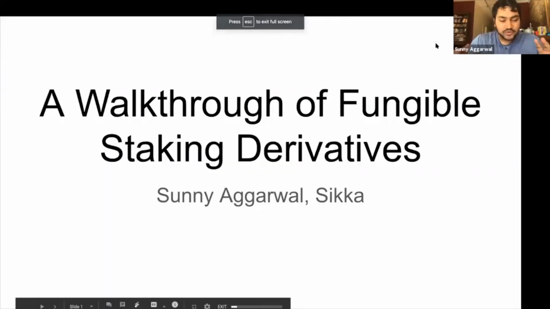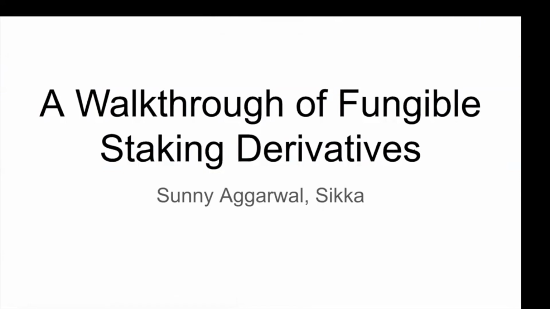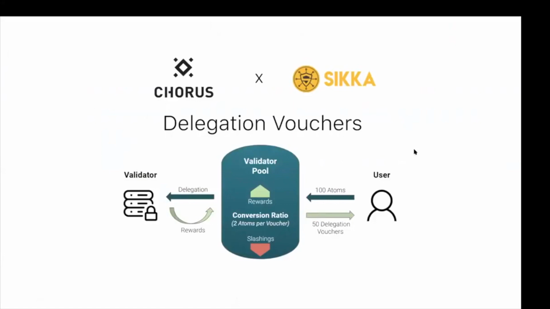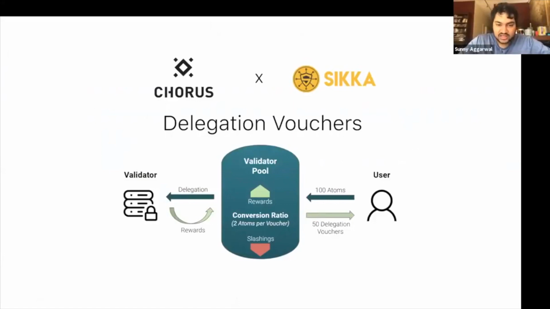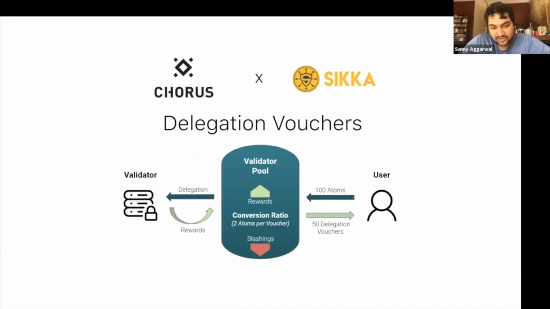So the forum post is a bit difficult to understand, and that's why I hope this walkthrough can allow people to understand it much easier. Okay, so the first thing we're going to start off with is at the Hackathon Berlin last summer, Chorus and Sikka came up with this delegation vouchers system. I'll quickly walk through that for the basics, and then I'll show you why it doesn't quite work for what we want to do in the Cosmos Hub, and then how we go about fixing it. If anyone has any questions, please interrupt in the middle.